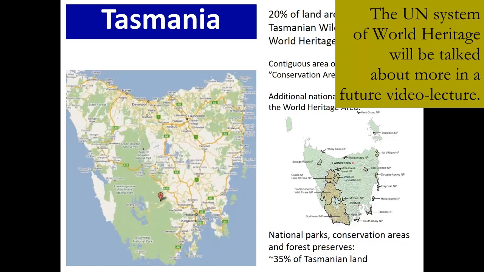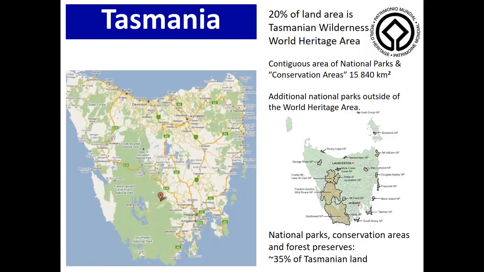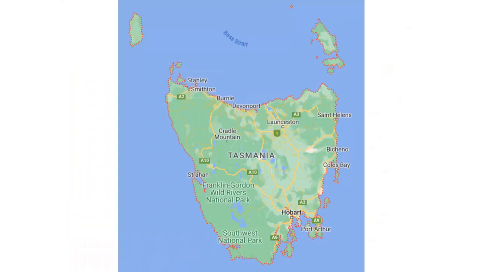If you take all the national parks and the conservation areas, we come up with a size of 15,840 square kilometers. And there are other national parks outside of this World Heritage Area on Tasmania. If we look at the very specific national parks, just the areas that are national parks on Tasmania, we can see them on the other map. We can see the capital of Tasmania, called Hobart, with a little red dot. And the second largest city called Launceston, sometimes referred to as Lawnie, as the Australians have a tendency to do.